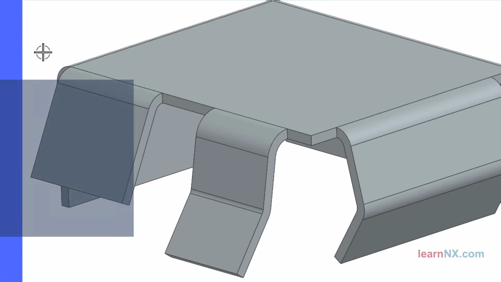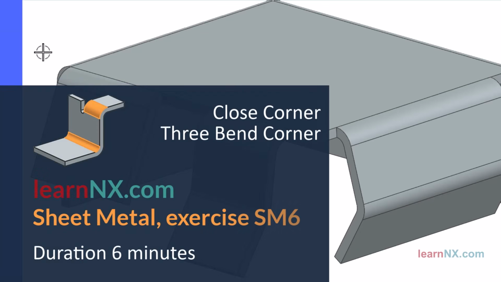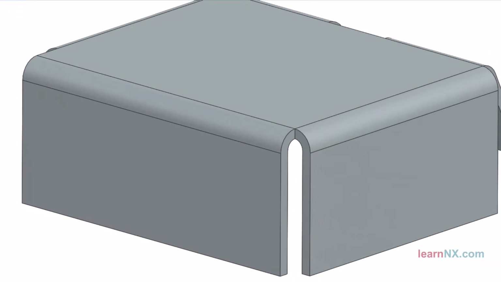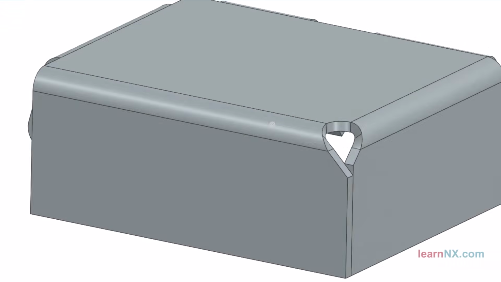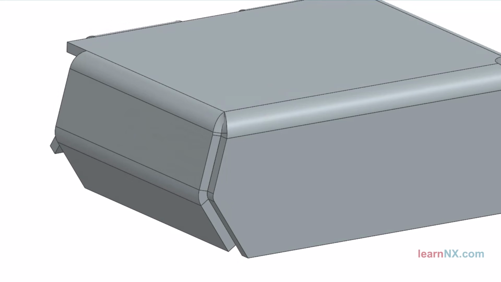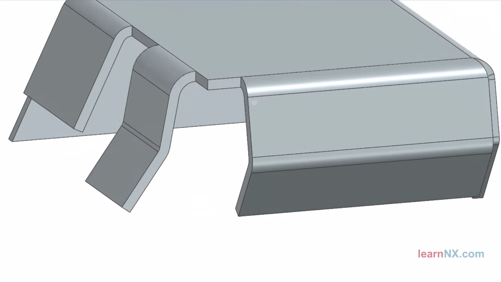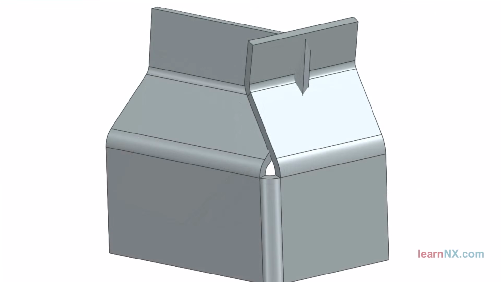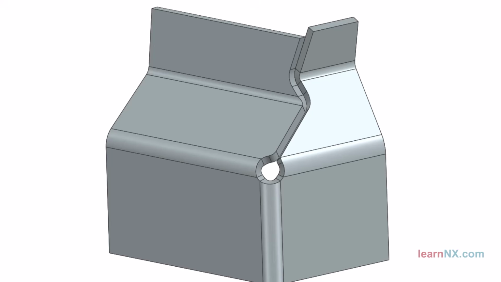Sheet metal exercise 6, with the focus on close corner and 3 bend corner. Corners in sheet metal parts can be really complex. This corner can still be easily closed, just like this one. But this corner is already getting complicated. And this corner brings together all the problems.